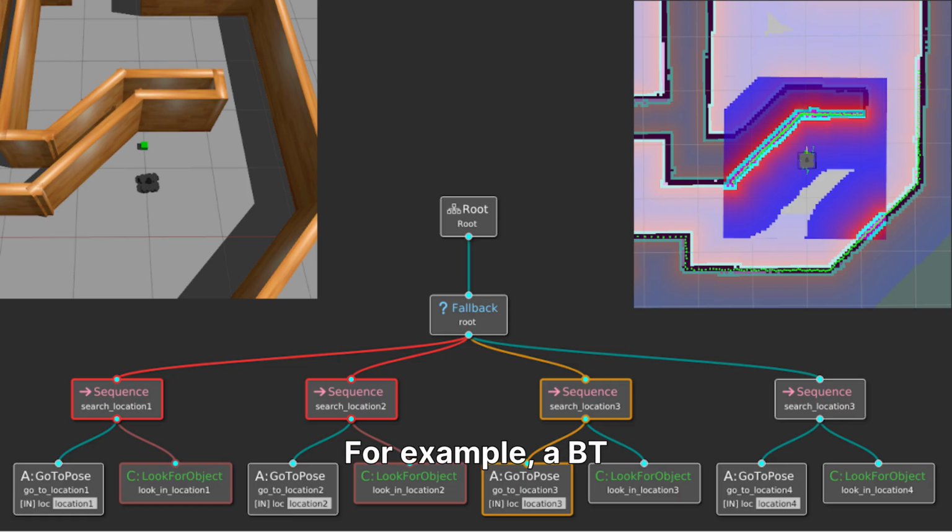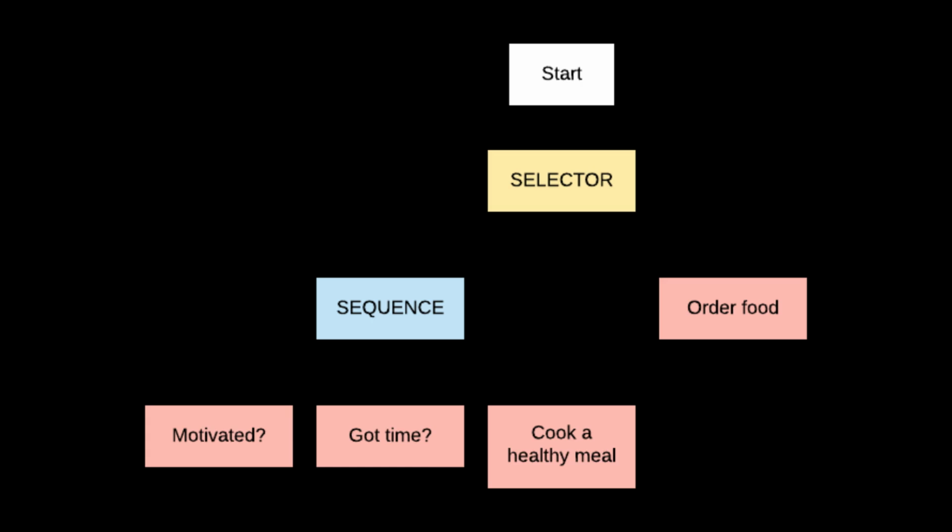For example, a BT might allow an NPC to patrol an area, search for enemies, and engage in combat, with each behavior as a separate branch. This enables a rich tapestry of actions and reactions within a single AI agent. BTs are implemented using composite nodes like selector and sequence, and leaf nodes for actions or conditions. These node types provide the fundamental building blocks for constructing complex behavioral logic.